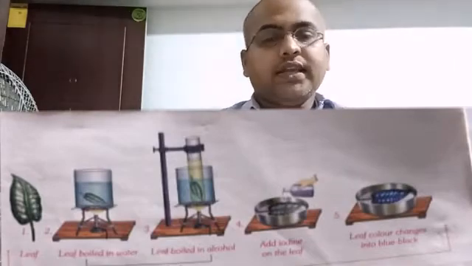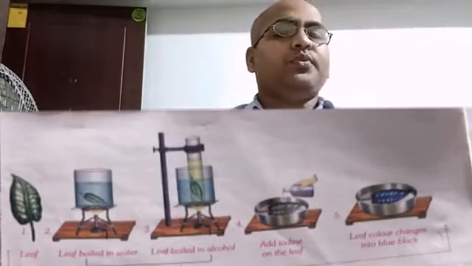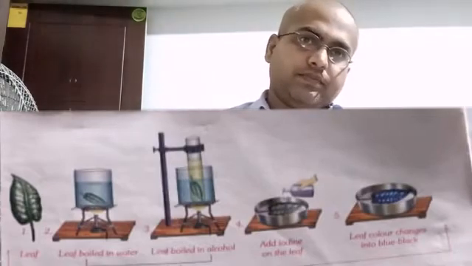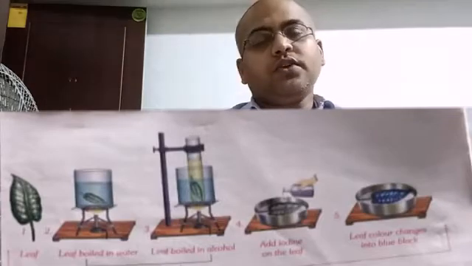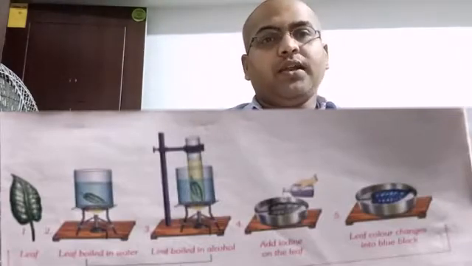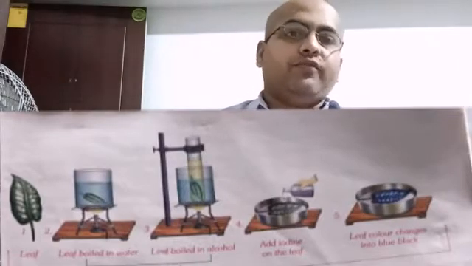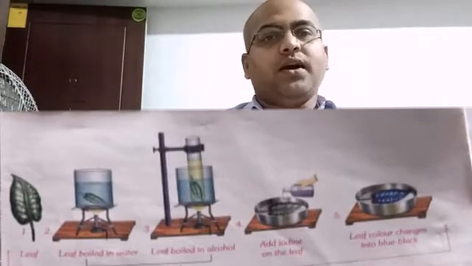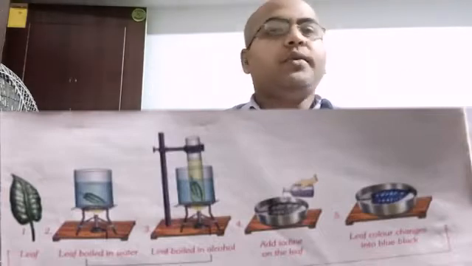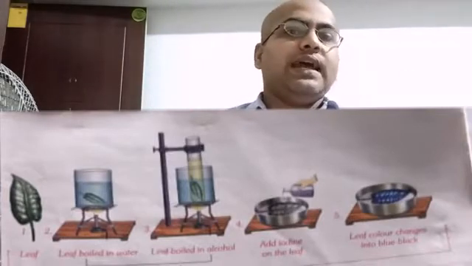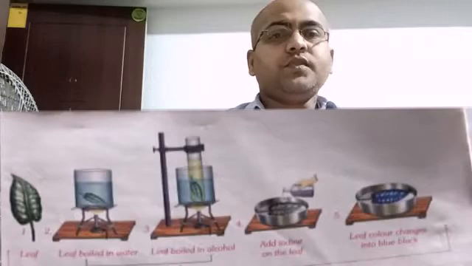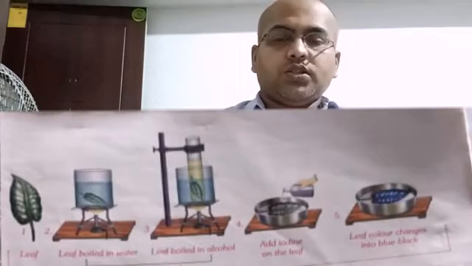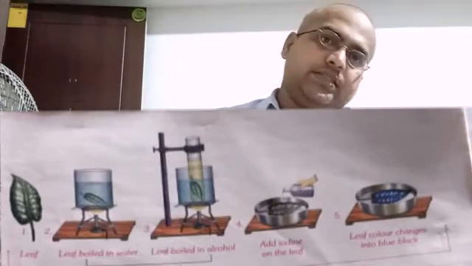Now comes the next activity. In this activity we have to prove that sunlight is needed for photosynthesis. First of all, we take a potted plant and put it in the dark for 24 hours. Whatever food was already prepared in the plant in the sunlight will be consumed in those 24 hours. Then we again put the potted plant into the sunlight for photosynthesis.